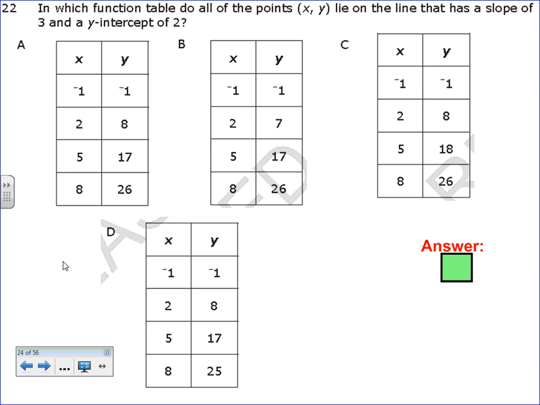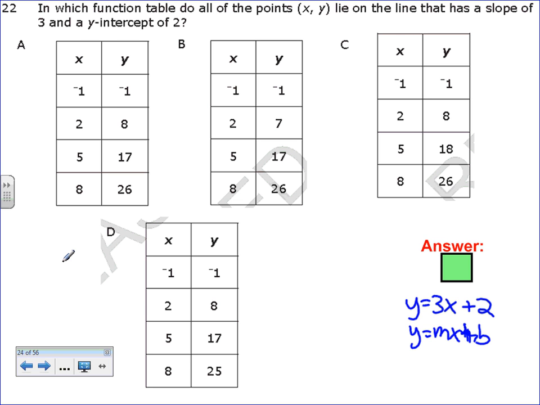22 says, in which function do all the points x, y lie on the same line that has a slope of 3 and a y-intercept of 2? So if I was going to write that as an equation, a slope of 3 is 3x, and a y-intercept of 2, because it's all y equals mx plus b, where b is my y-intercept and m is my slope.